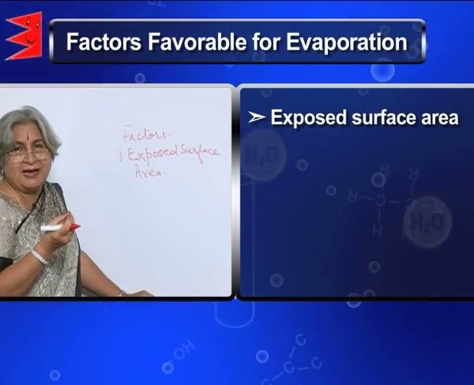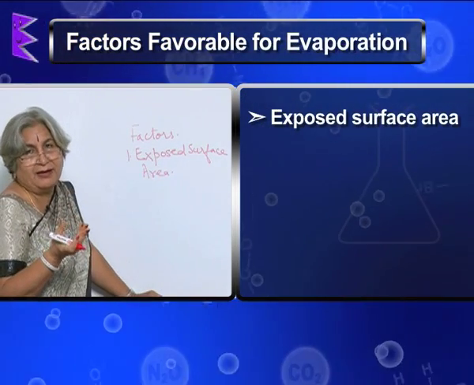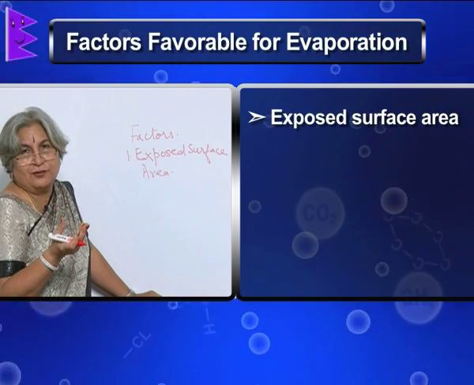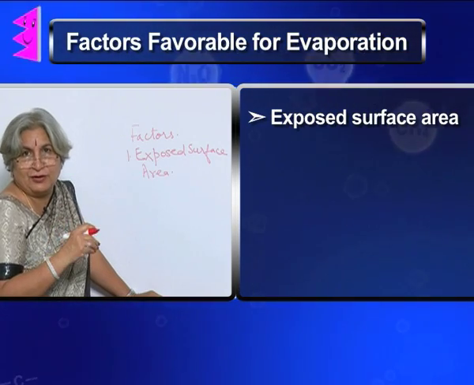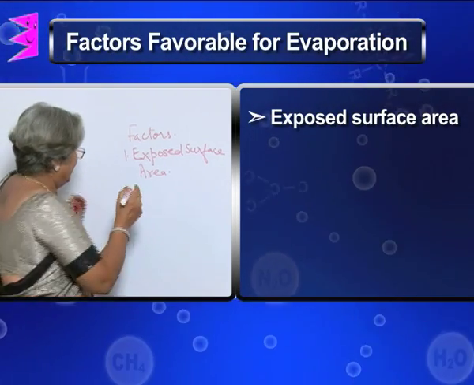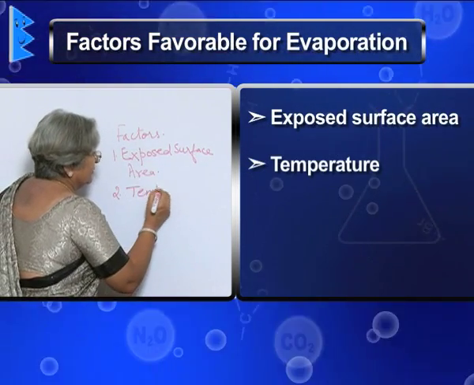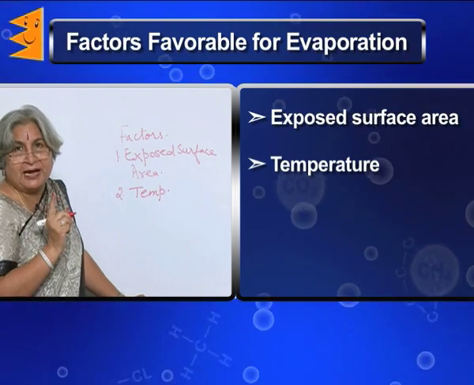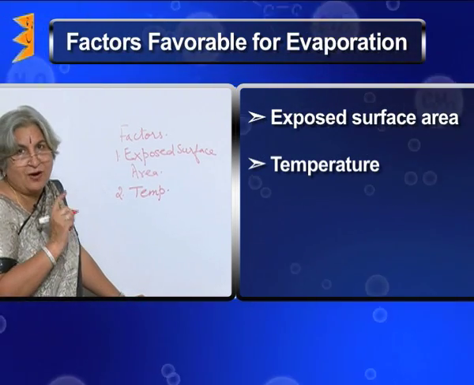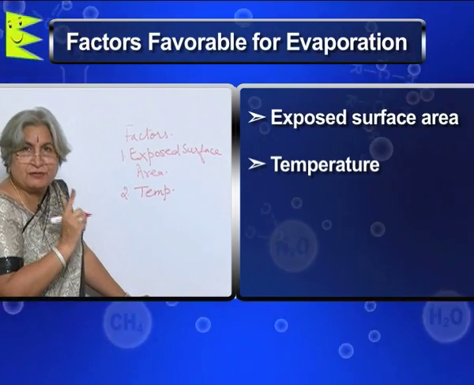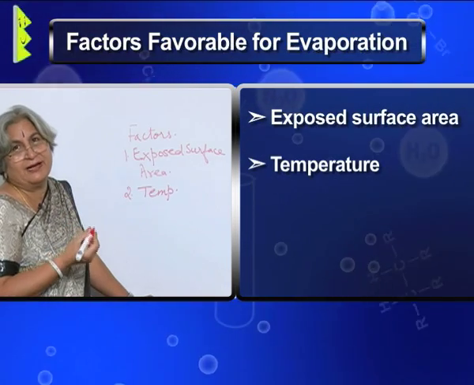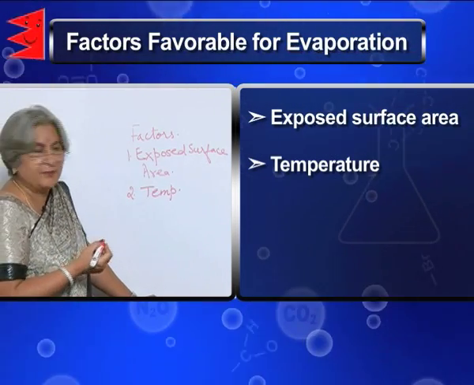Even a small thing like a hanky, if you spread it, it will dry up very fast. Do you ever dry your hanky when it is folded? Of course you do not. Second, temperature. That is why the clothes dry up faster in summers and not in winters. So, when atmospheric temperature is higher, the rate of evaporation will also be more.